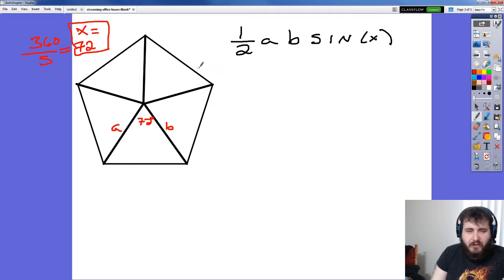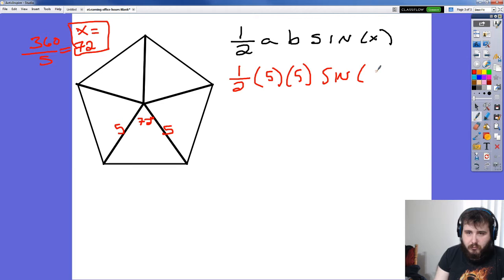Now, from here, it's going to depend on the information we're given. We could be given A and B straight away. We could be told, hey, the radius of your figure is 5 inches. Well, hey, now we know what A is. Now we know what B is. We can find the area of this here triangle. Just plug in the numbers that we've already found, and we get our answer.